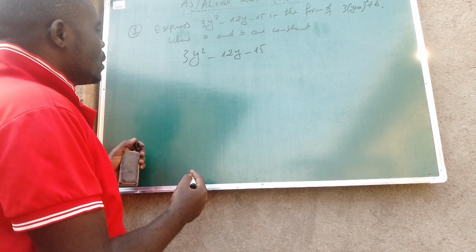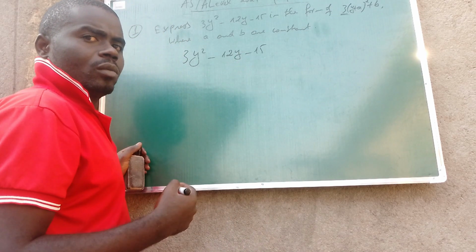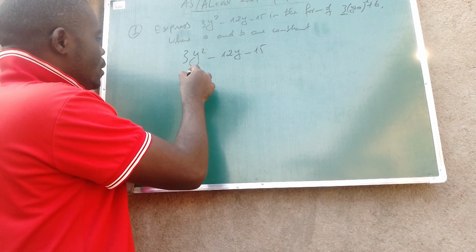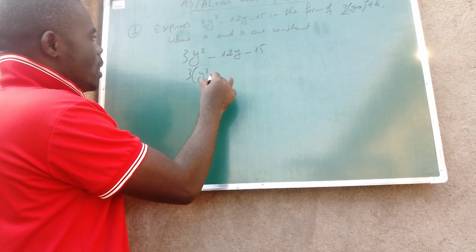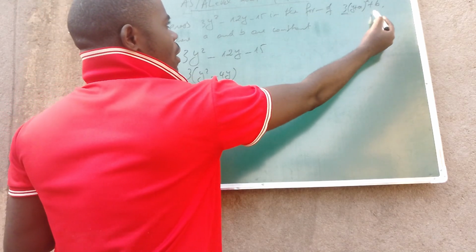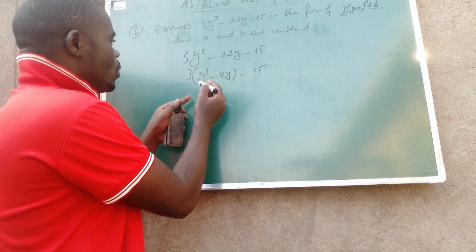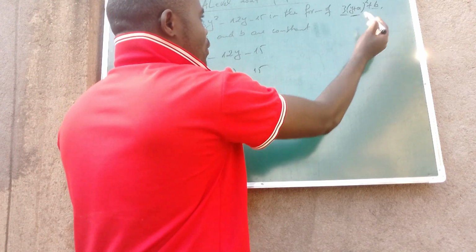And then, according to this, we need to put this 3 out. We need to put 3 as a factor: 3 bracket y squared negative 4y, then we need to have a constant, negative 15. So we are going to bring this in this form.